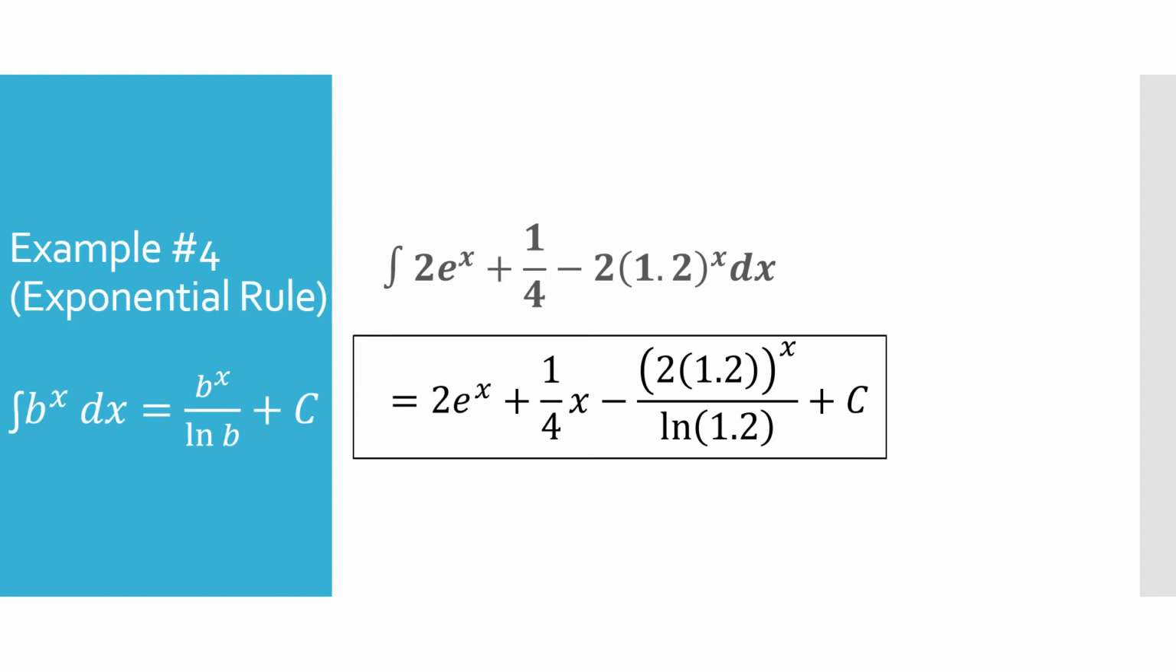2e to the x is being added to by 1 to the 4th. 1 to the 4th, you simply add an x to the end of and include it in the final equation as so. 1 to the 4th is being subtracted by 2 to the 1, and 2 is being multiplied by 1.2 to the x. Negative 2 being multiplied by 1.2 to the x stays the same, and it is then divided by the natural log of 1.2. And you cannot forget the c at the end of that equation. This is how you do the exponential rule equations.